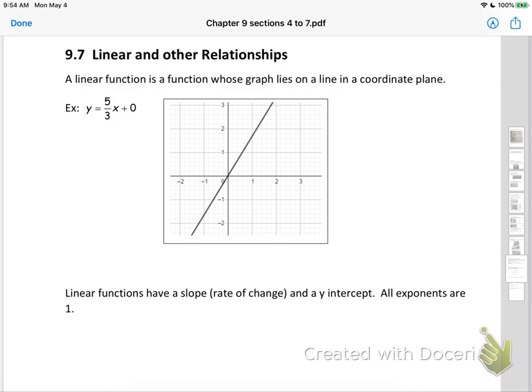Okay, a linear function is a function whose graph lies on a line in a coordinate plane. Okay, so this is what we just did before. This is your slope, okay, of the line. This is your y-intercept. Okay, here's your y-intercept, and then the slope is the 5/3. Okay, linear functions have a slope, which is a rate of change, and a y-intercept. All exponents are 1, so that means x is not raised to a power.